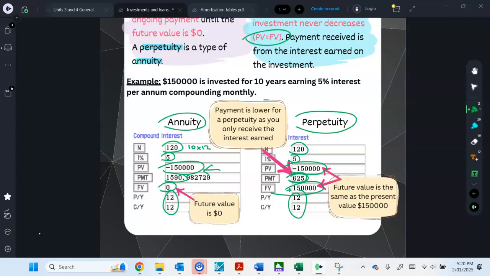All right, so just the main difference between an annuity and a perpetuity. Now, it's not a huge part of the course, but to me, it should be an easy mark. It's just a definition thing. So understanding the main difference between an annuity and a perpetuity.